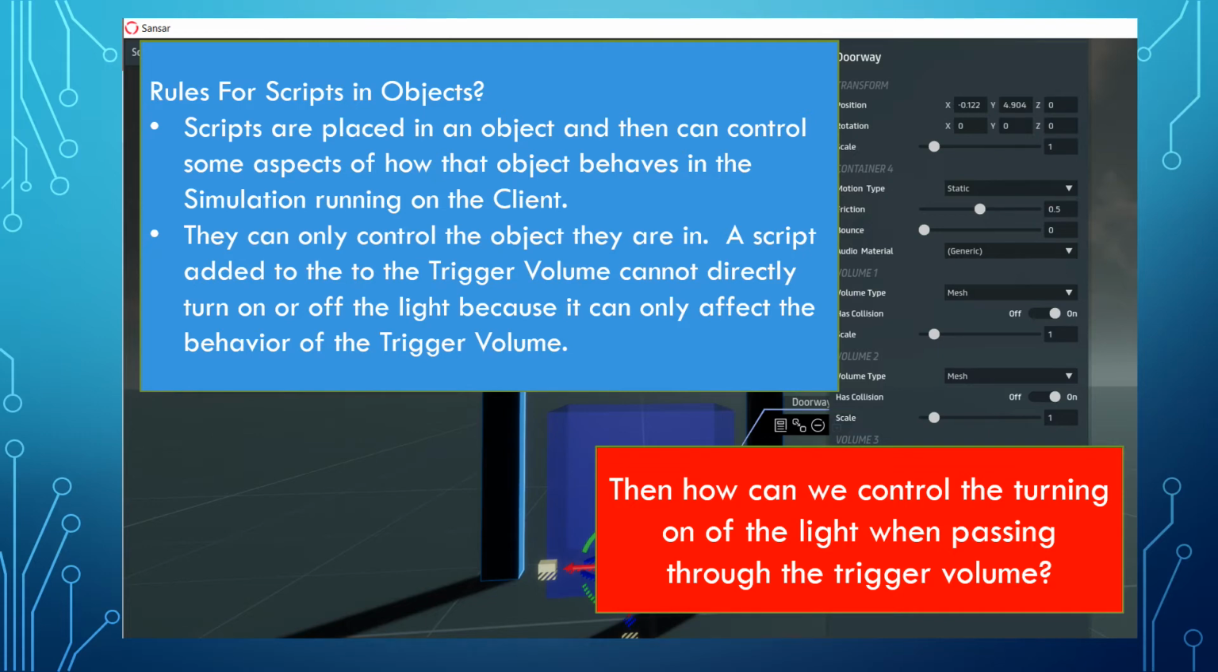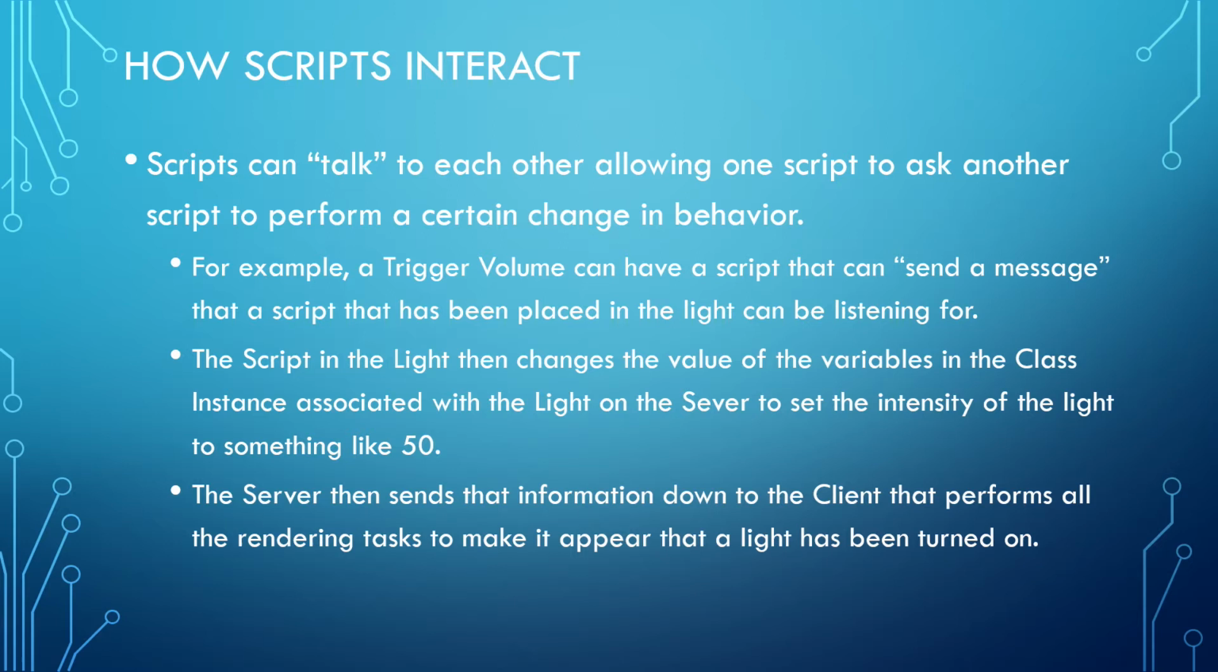How do you control turning on and off the light then, by how you interact with the trigger volume? Well, that's what's called messaging. Basically, the scripts can talk to each other, allowing one script to ask another script to perform a certain change in behavior. For example, the trigger volume can have a script, and it sends a message that a script in the light is listening for, and the script in the light then changes the value. The server then sends that information down to the client.